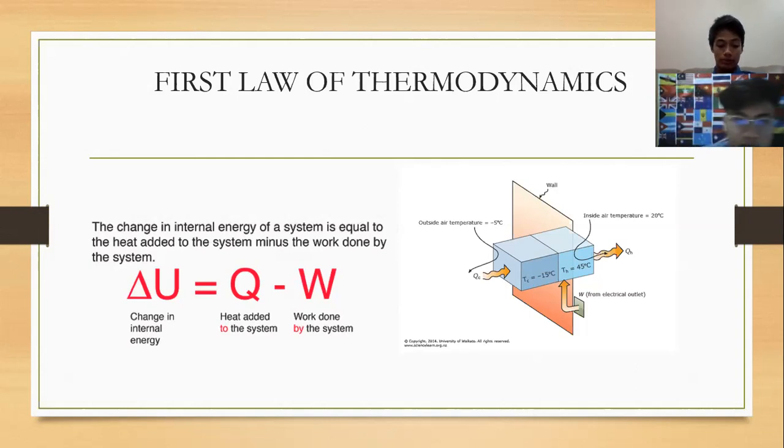The first law of thermodynamics is simply the principle of conservation of energy, which in the case of the heat pump states the increase in internal energy of a system is equal to the thermal energy added plus the work done on the system. So that's all for the first law of thermodynamics.